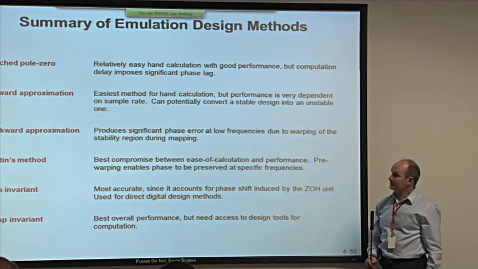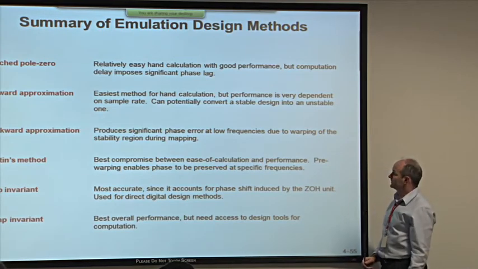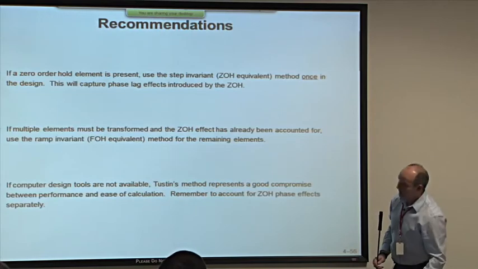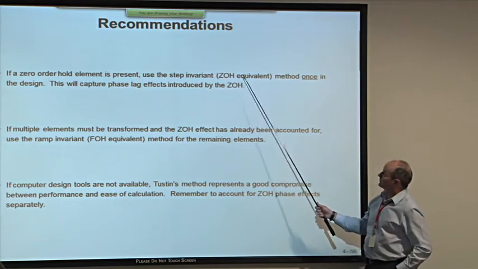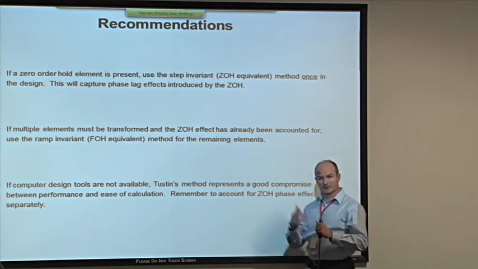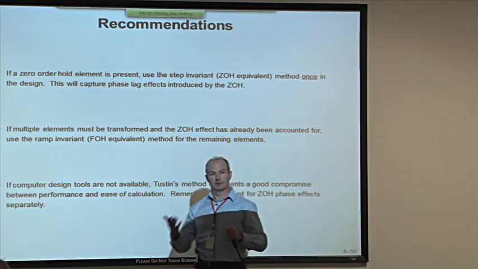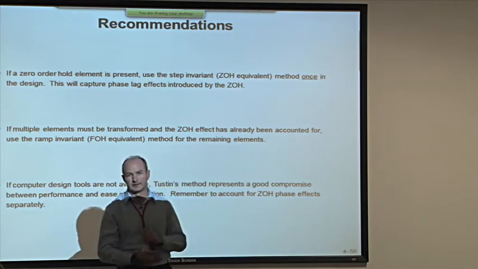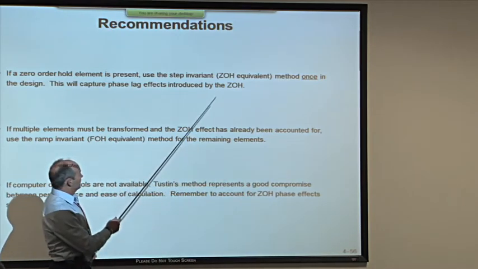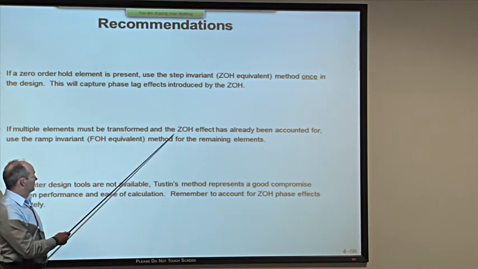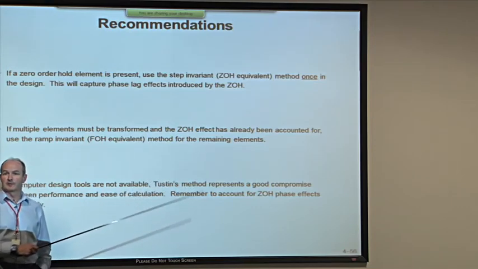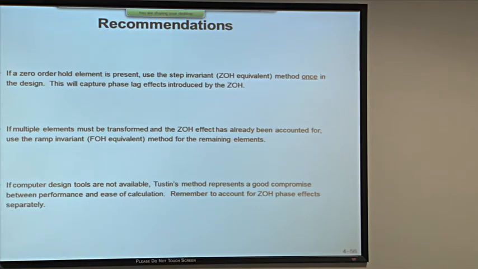There's a text summary of the different methods, their relative benefits and drawbacks, and I want to make some recommendations to you. The one that you should use, if you can, is the zero order hold equivalent method, because it captures the phase lag which is present when you put a zero order hold in your system, and you will have one. Now, if you've already accounted for that zero order hold by some means, then use the first order hold equivalent or ramp invariant method, because it gives the best phase approximation. Both of these require access to tools like MATLAB to do a convenient job.